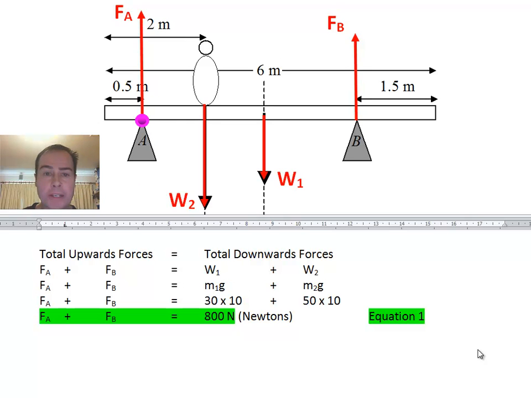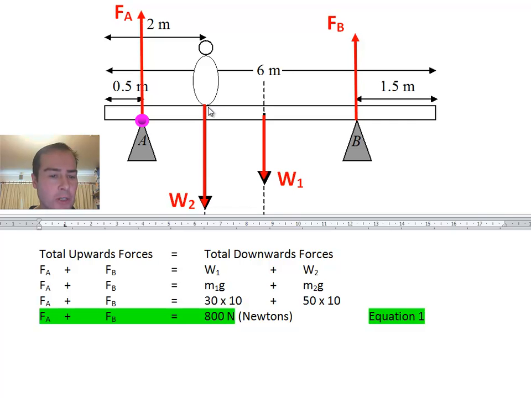Now let's look at how all of these forces acting must balance. We have Fa, the force that support A applies upwards on the beam. Fb, the force that support B applies upwards on the beam. W1, the weight force of the beam itself. Being a 30 kilogram mass, it will have a weight of 30 times 10 or 300 newtons.